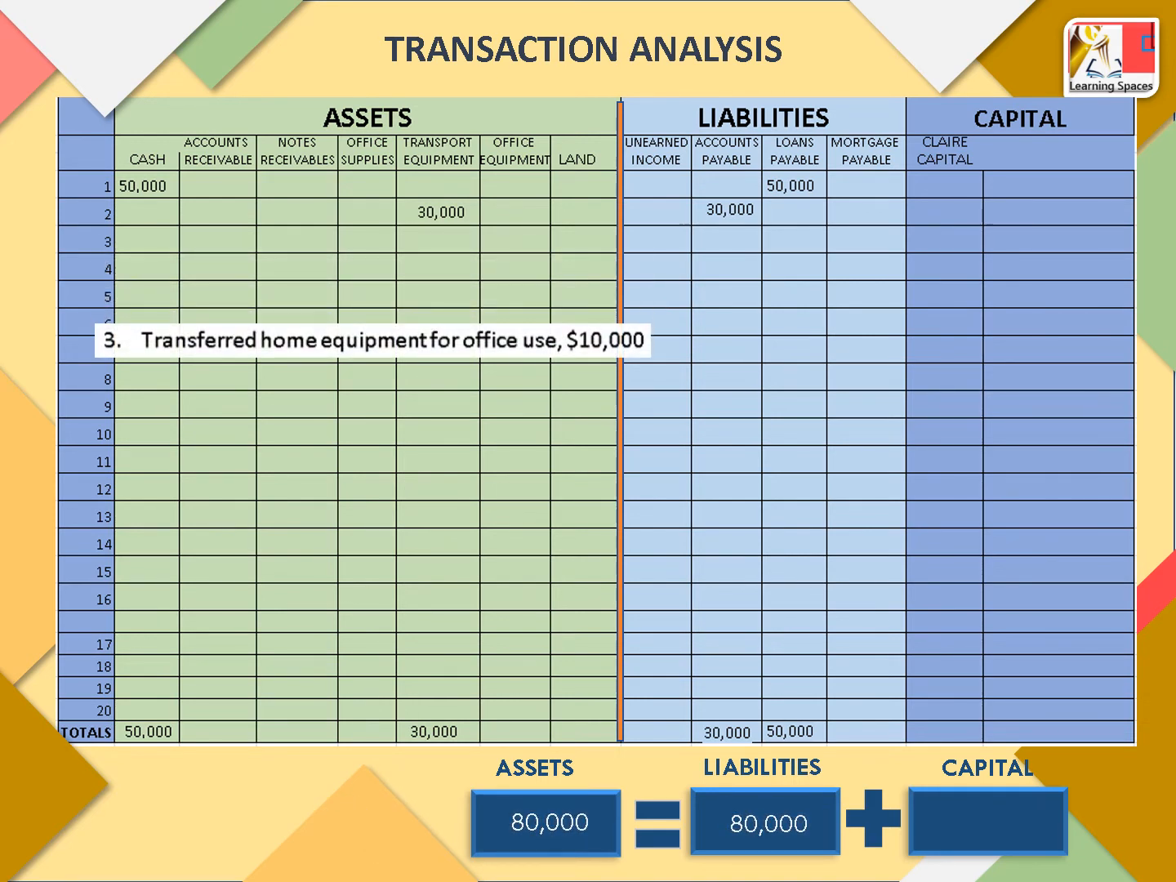Marching forward to the third transaction, the transfer of equipment from the owner's possession to office use will be an addition to assets under office equipment, and to counter the increase on that side, the capital section will have an addition for the owner's investment of equipment.